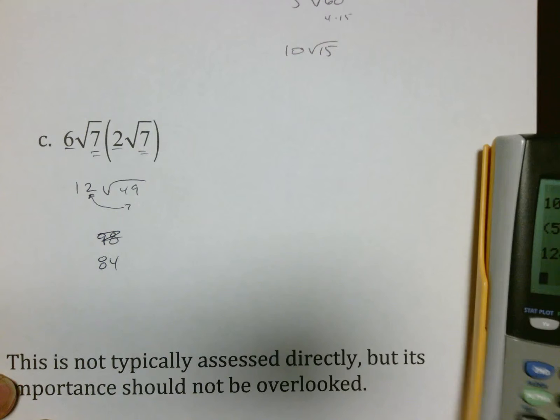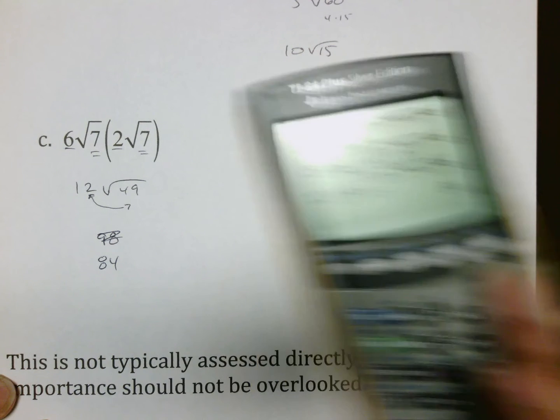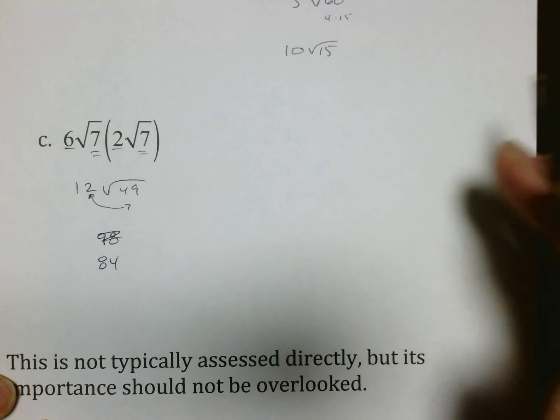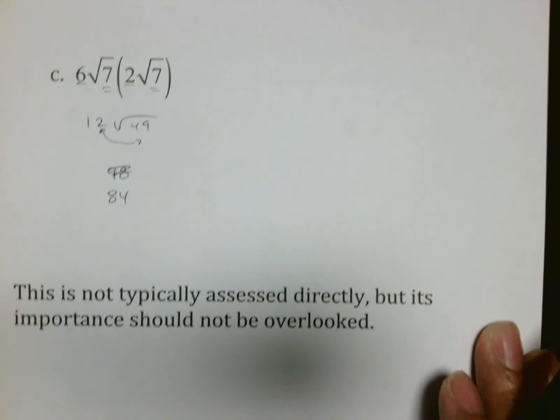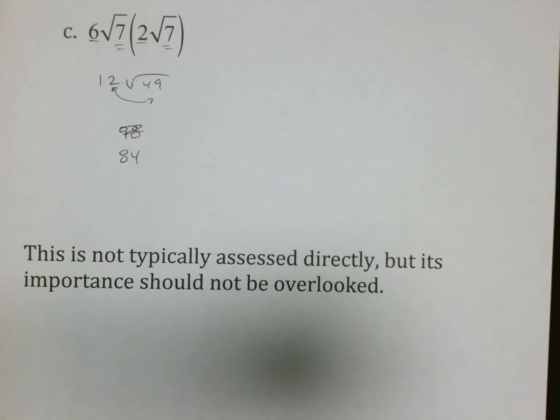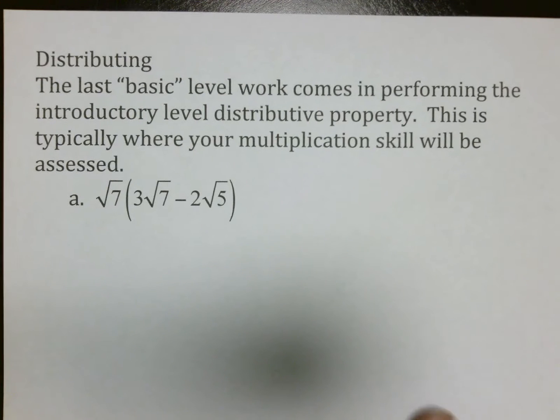But then while talking you through the process of checking your answer, when I typed it in, it actually told me what the answer was, because I forgot that 7 times 2 is 14, not 18, and that was absolutely wrong. But again, this is typically not assessed directly, but the importance shouldn't be overlooked, because the part where it is assessed is in distributing.